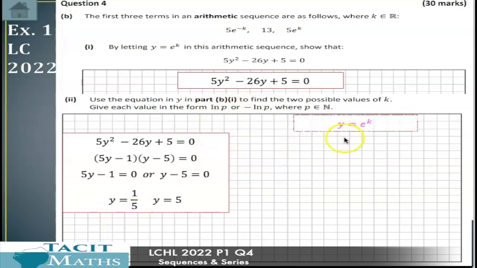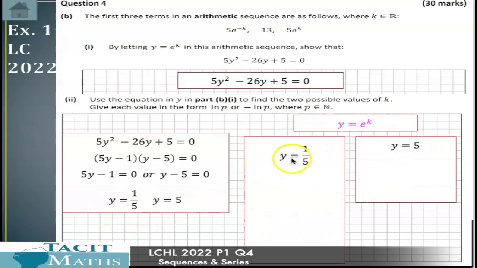What's all this about? Well, we now take the fact that y equals e to the power of k, and we just substitute this e to the power of k back in here. So I'll show you there are two solutions, and if we just replace this y with e to the power of k in both cases, now we just solve for k. And a well-prepared student will know that to solve an exponential equation, you take the natural log of both sides, and we get ln of 5, and that's this solution here.